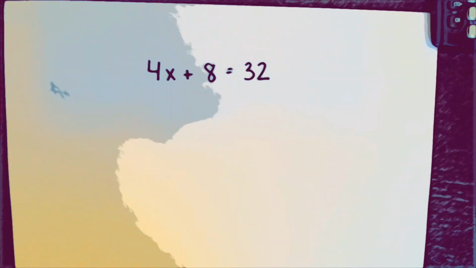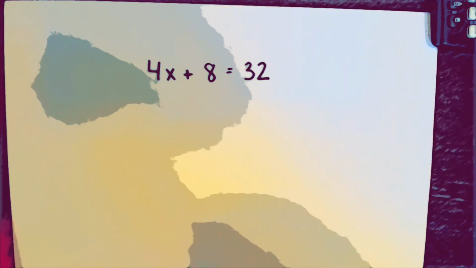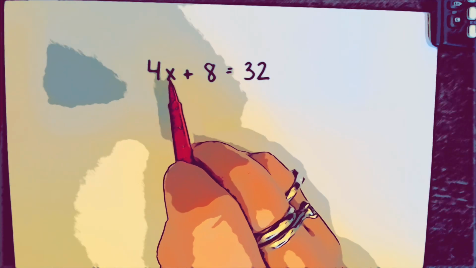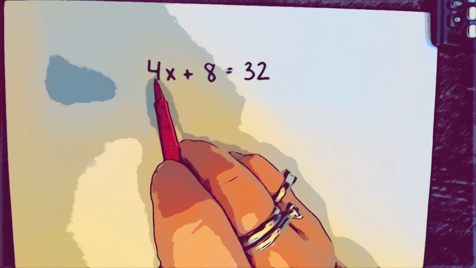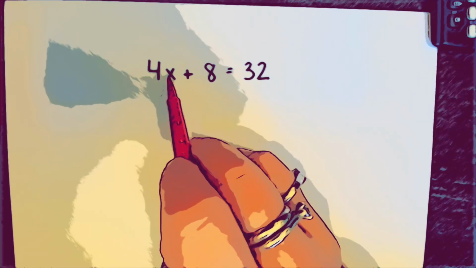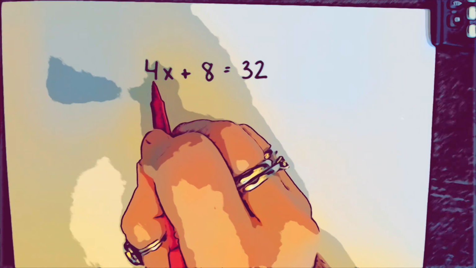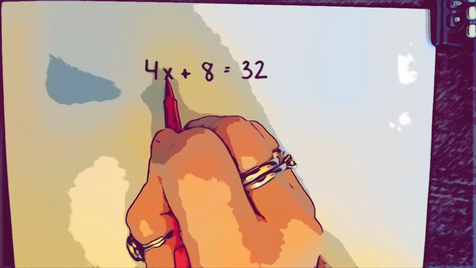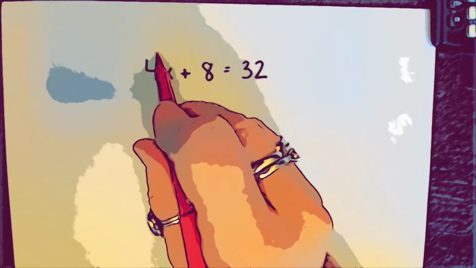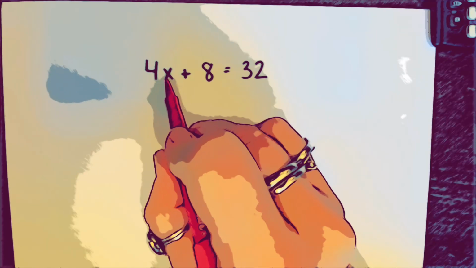Right now, x is being multiplied by 4. Remember, when you see a number and a letter, that's called a constant and a variable. When you see a number and a letter right next to each other like that, that's a multiplication question. So I have 4 being multiplied by x, and then this entire equation has 8 being added to it. And our goal is to get x alone.